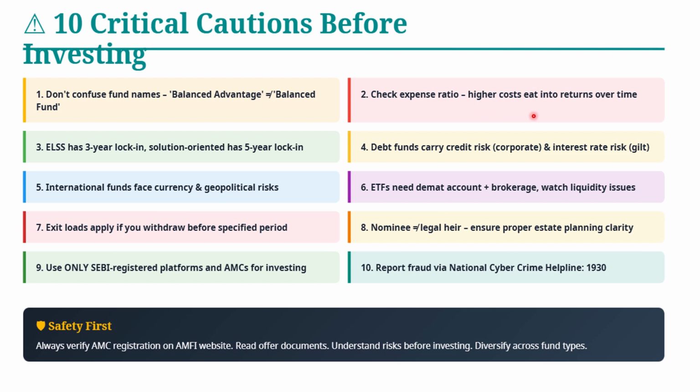Check the expense ratio. Higher costs eat into returns over time. Go for a very low expense ratio. Here, it is better to invest in direct funds. If you invest in direct funds, then the expense ratio will be very low. ELSS has a 3 year lock-in. Solution oriented funds have a 5 year lock-in. So be aware of lock-ins also. If you by mistake invested in an ELSS fund without knowing the name, then your funds will be locked.